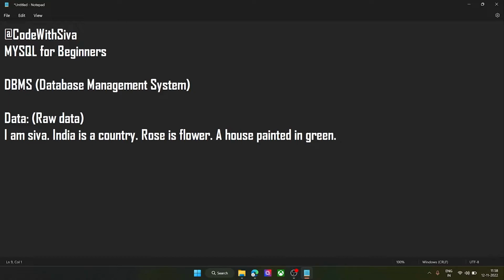Let's see. Now I tell another person to write only about Shiva. Or for example, someone asks me to provide information about myself alone, so I'll write, I am Shiva, and I belong to this state, and I graduated from this place, like this. So everything is only about Shiva. It's a processed form of raw data, and since it's particularly about Shiva, this is nothing but information.